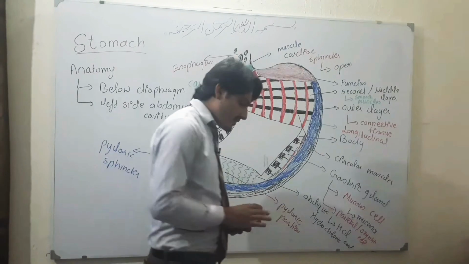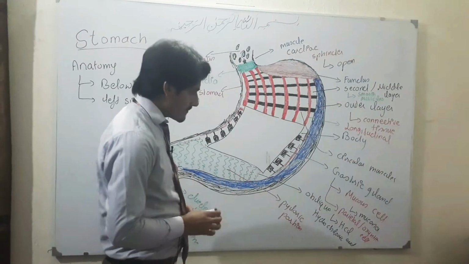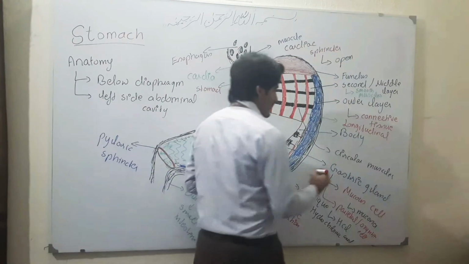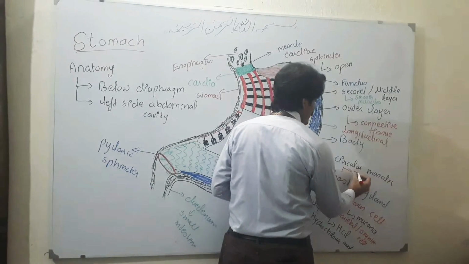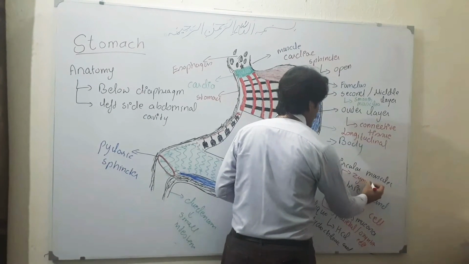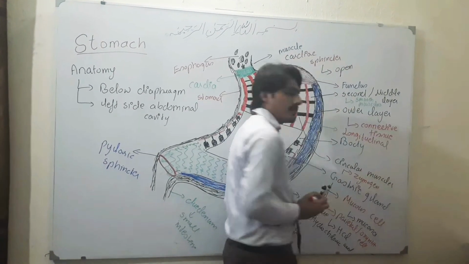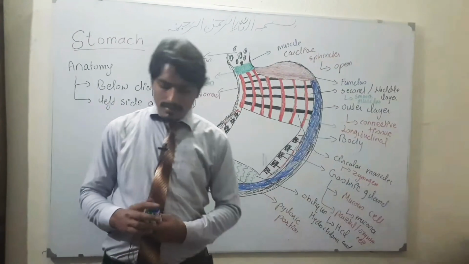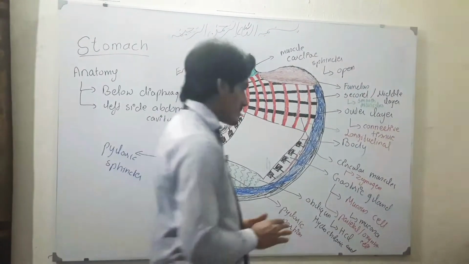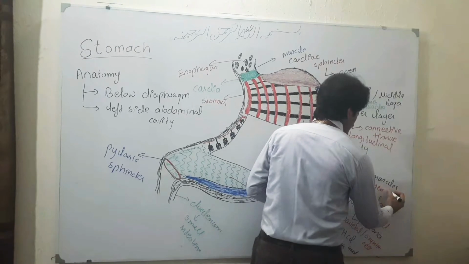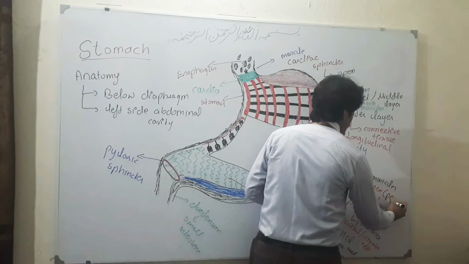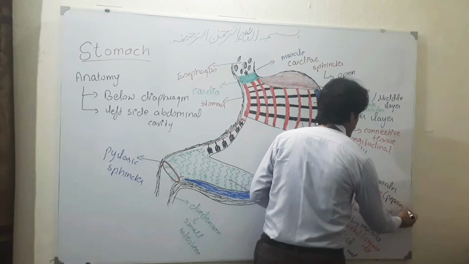The third one is called a zymogen cell. This secretes an enzyme which is called pepsinogen.